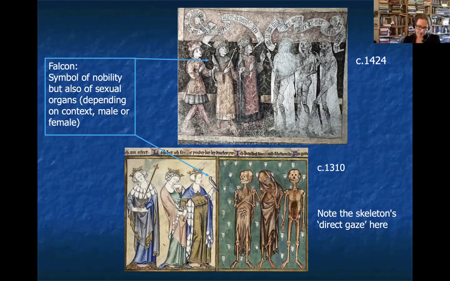And here you see both images of the 3 living, 3 dead, and you can see I've marked out that both contain a falcon, which was a symbol of sexual organs at the time. And it appears in, as I said, both illustrations. You can see with the blue arrow where it is.